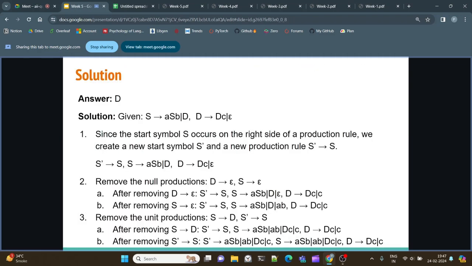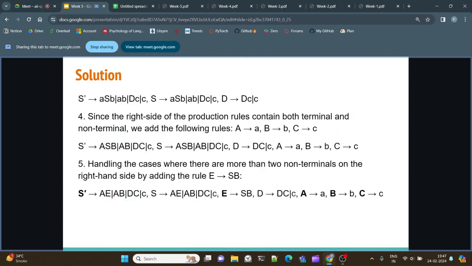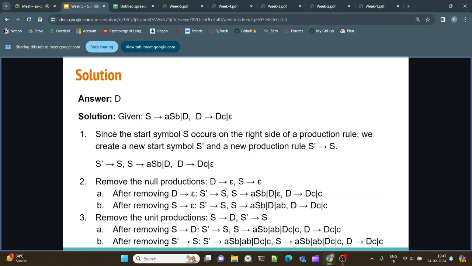Ma'am, what if the start symbol is derived directly as epsilon and there is no derivation of it on the right hand side? If there is no S on the right hand side with the start state and it derives epsilon, what happens in this case? S derives epsilon.